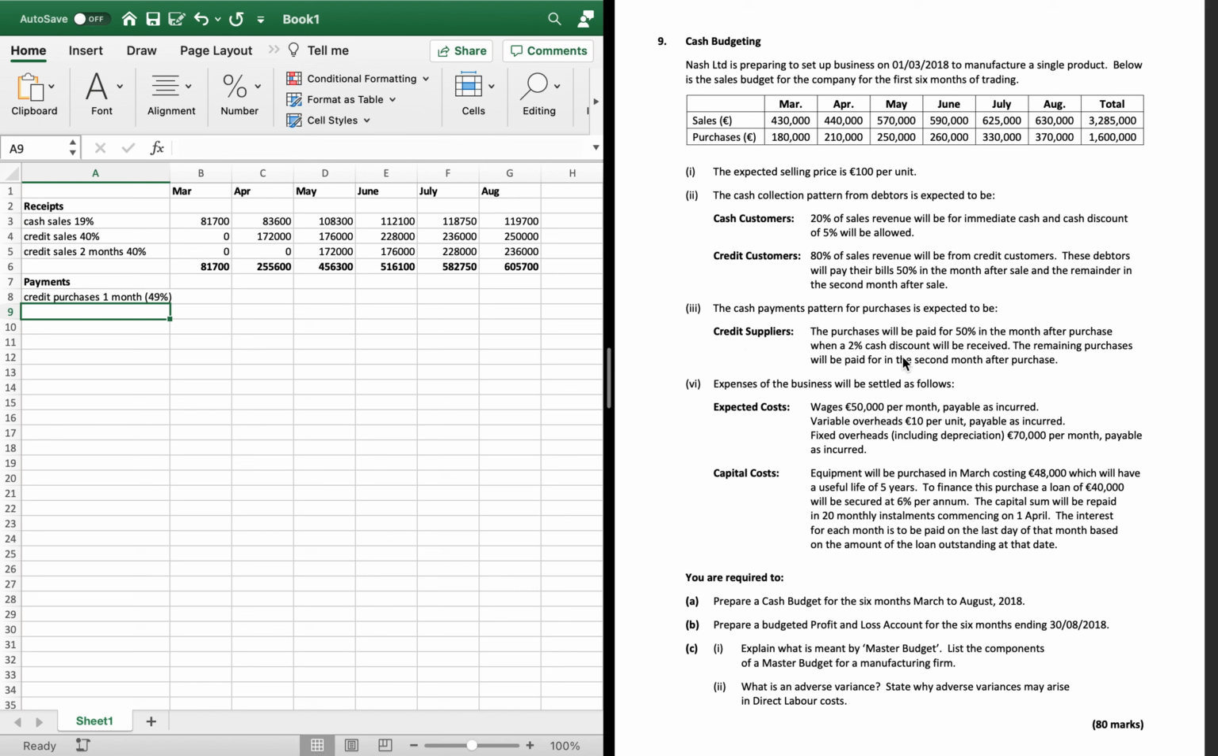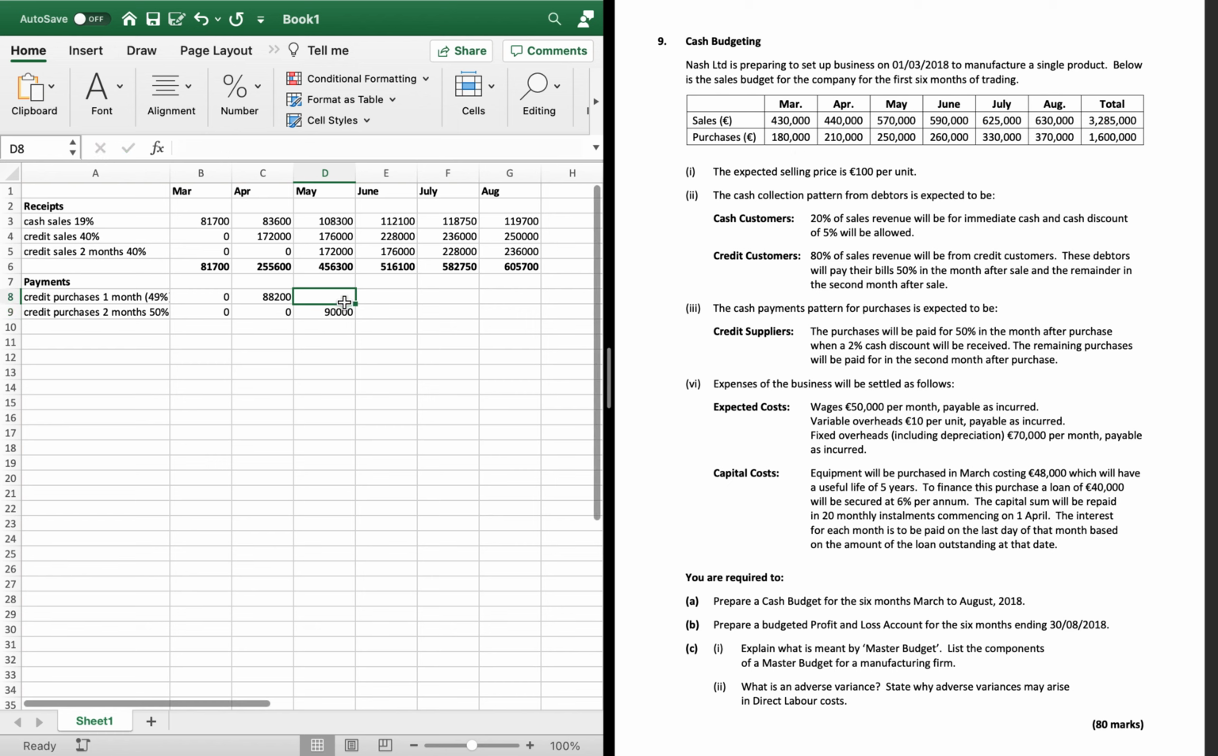The remaining purchases will be paid for in the second month. So the remaining 50%. And there's no cash discount, so that's 50%. So we look at our purchases. 180 in March is paid 49%, which is 88,200, and then 50%, which will be 90,000, is being paid in May.